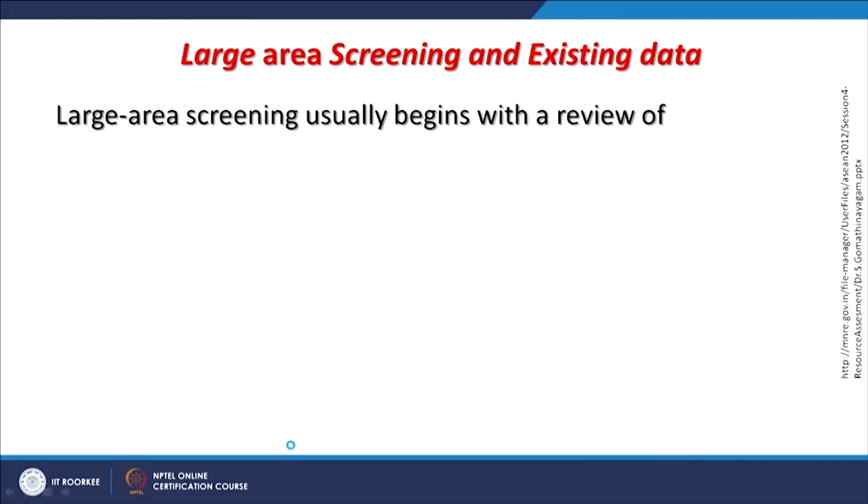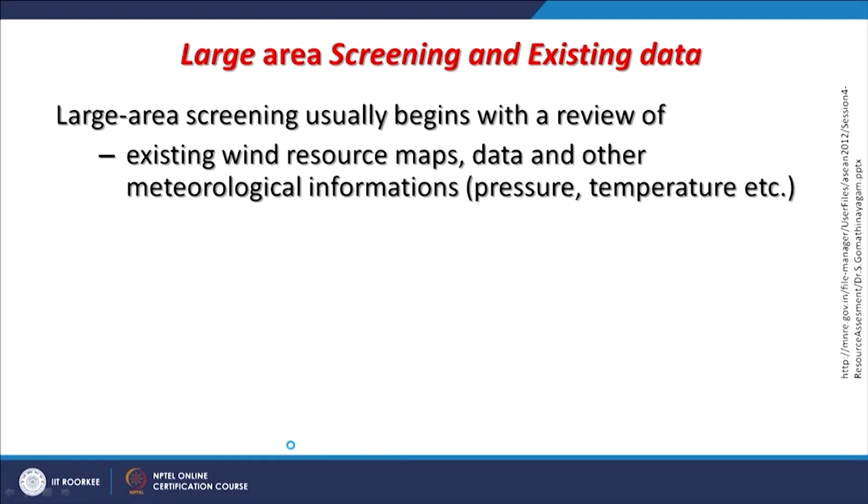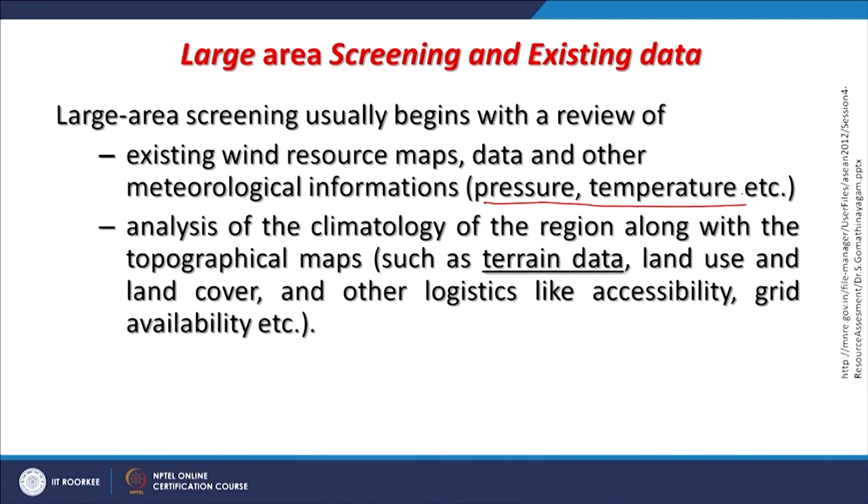For wind energy, large areas are screened, which usually begins with a review of existing wind resource maps, data and other meteorological information, especially the prevailing wind direction and wind speed, and other information such as atmospheric pressure, temperature, etc. Then comes the analysis of the climatology of a region along with the topography. So there comes the role of a digital elevation model. That terrain data is very much required.